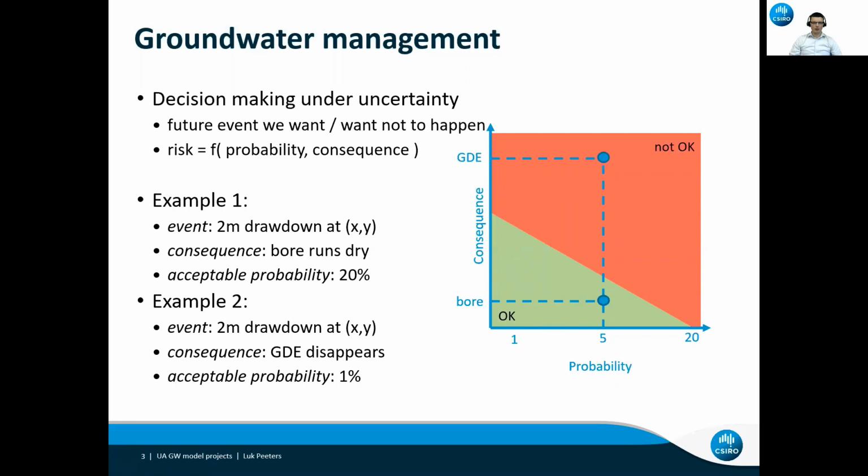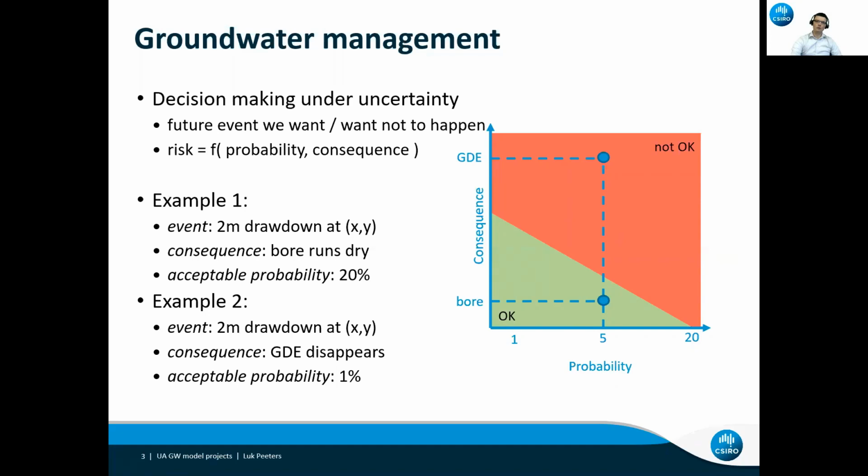Just to illustrate that, let's say there is a groundwater model that predicts a 5% probability of 2 meters drawdown at a location. The risk of that decision will be very different depending whether that drawdown is occurring at a bore that might run dry but is easy to redrill, versus a critical groundwater dependent ecosystem, which is much harder to replace, if you can replace it at all. So in that decision making, it's not just the probability from the groundwater model that plays a role, it's also the consequence and what, as a manager, you can define as an acceptable probability.